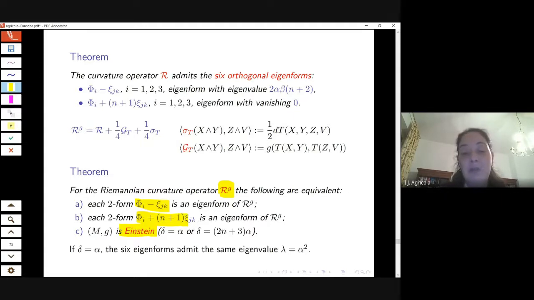And in the other cases, we give the equation, but then it's a linear combination. So if you need eigenforms of the curvature operator, it doesn't matter which one, that's where to look.